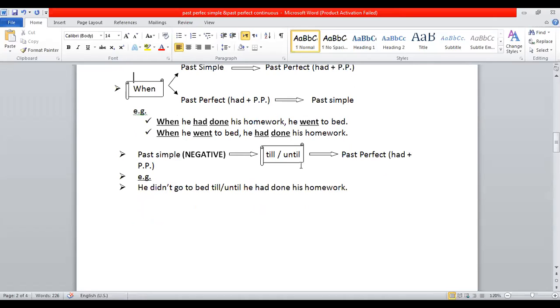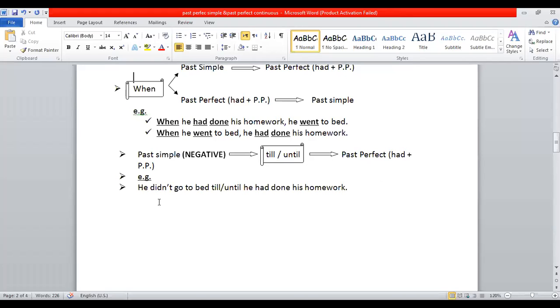The last one is till and until. Till or until, you will put any one of them in the middle. Okay? And before it, you will put past simple negative, by using didn't plus infinitive, couldn't plus infinitive, whatever. It's okay? And after till or until, you will put past perfect, which is had plus past participle.